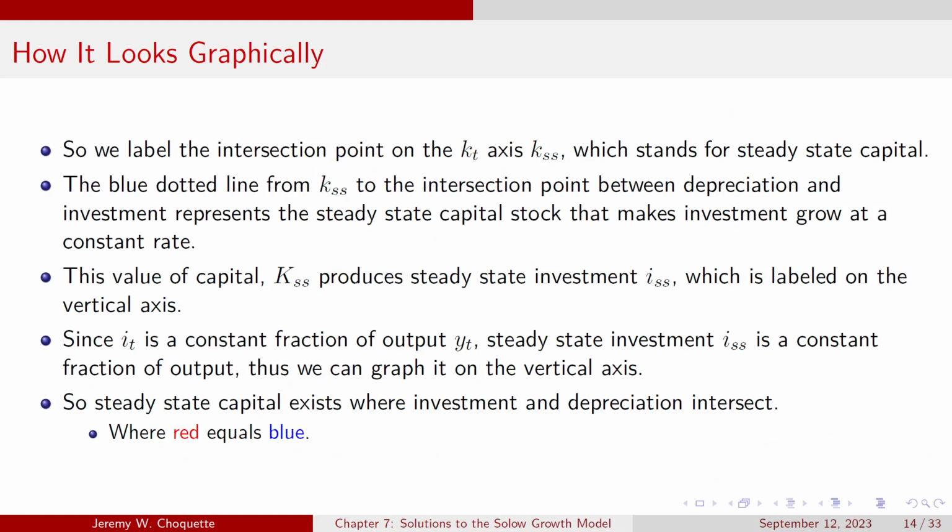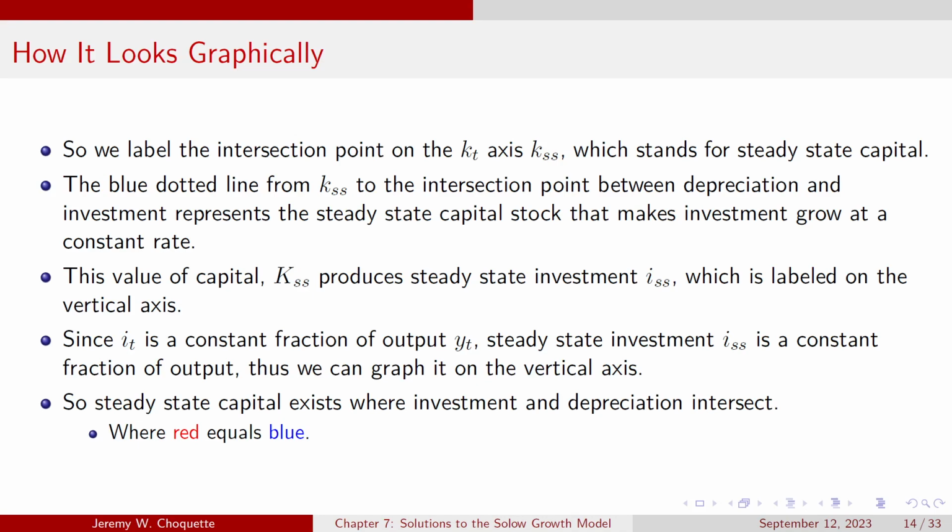So we label the intersection point on the K_t axis K_SS, which stands for steady state capital. Now, the next slide, we're going to have this graphed out, so you'll see what's going on. When you're looking at this and the notes, you might want to switch between these pages here. But the blue dotted line from steady state capital to the intersection point between depreciation and investment represents the steady state capital stock that makes investment grow at a constant rate.